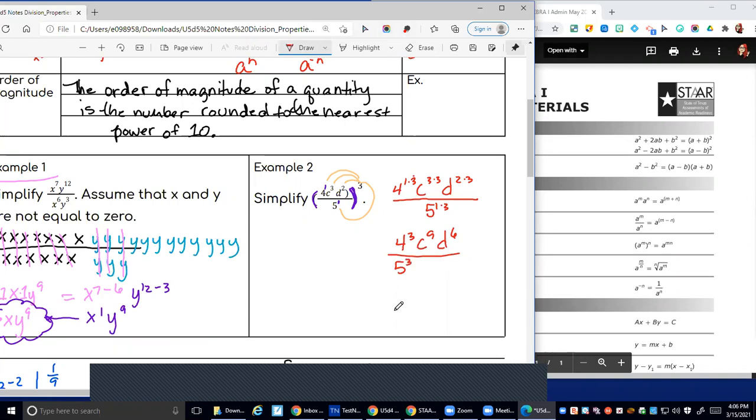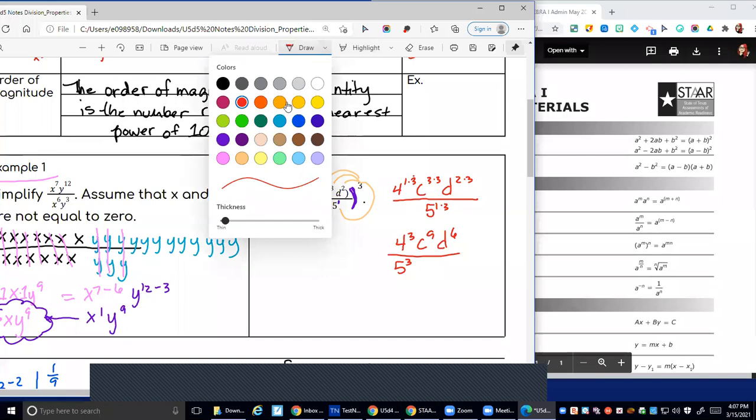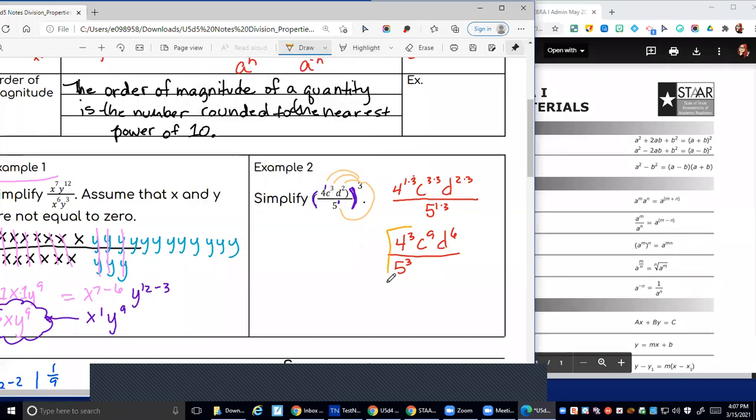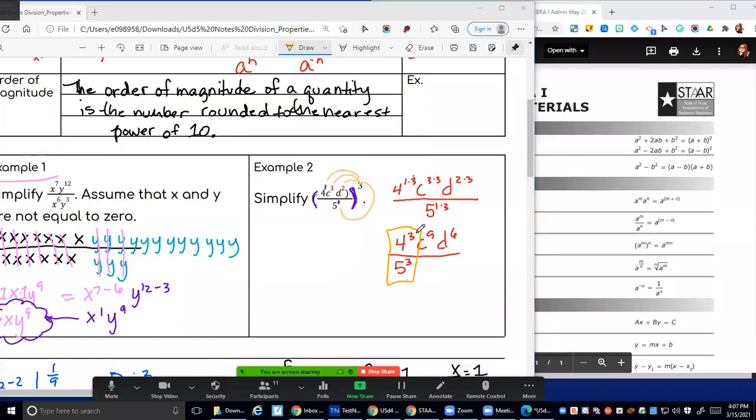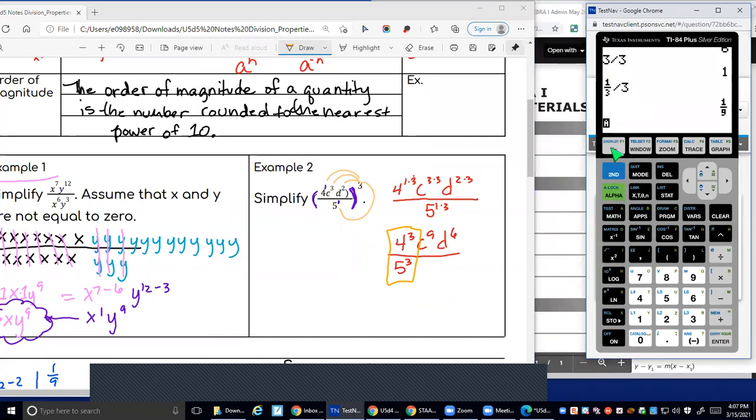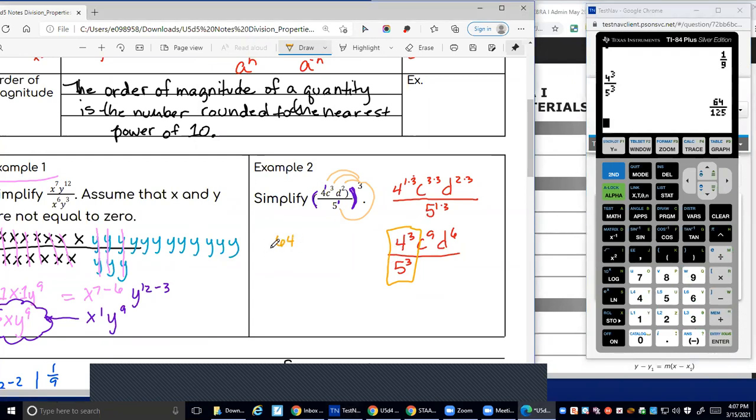Now, if the bases were the same, yes, you could do some stuff with this. But honestly, what I'm going to recommend is anytime you have these coefficients up front, they're just normal numbers. They multiply, subtract, and divide the same way they did in 3rd grade. You can even put them in the calculator. You've got your 4 to the power of 3, and you've got 5 to the power of 3, and then over, and there you go. Not pretty, but that's as easy as it gets. 64 over 125, c to the 9, and d to the 6.